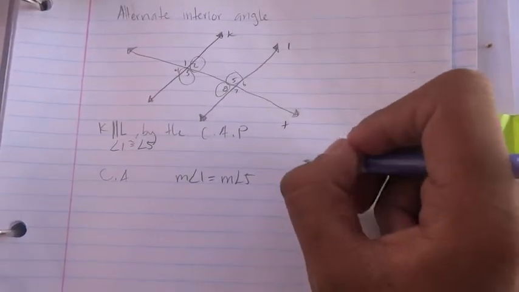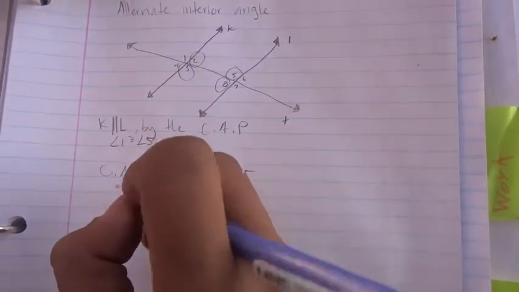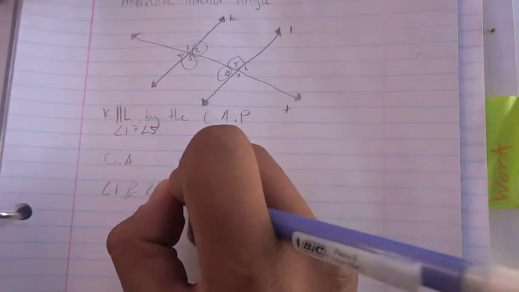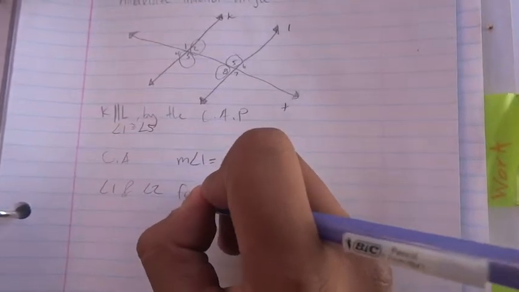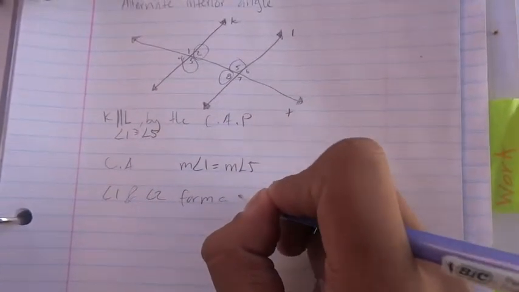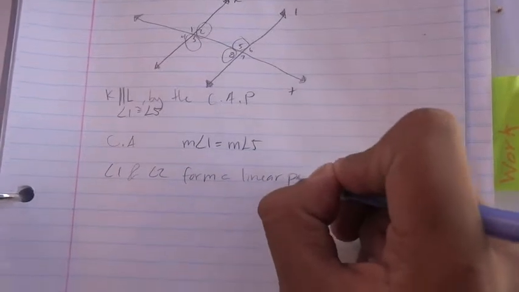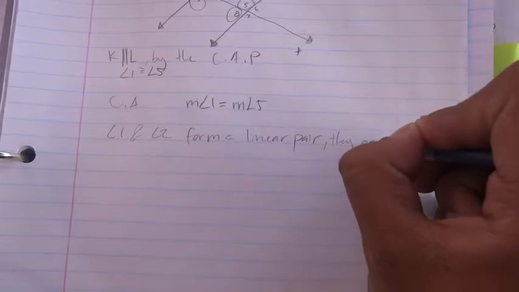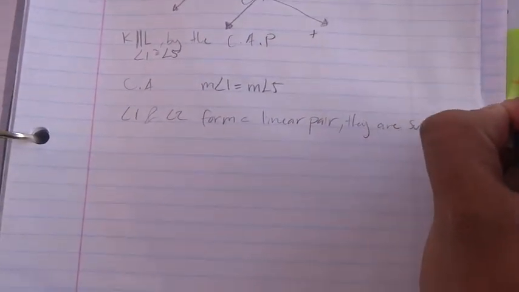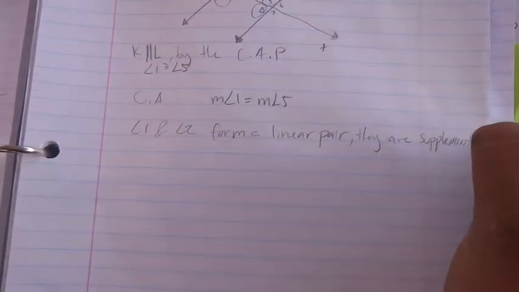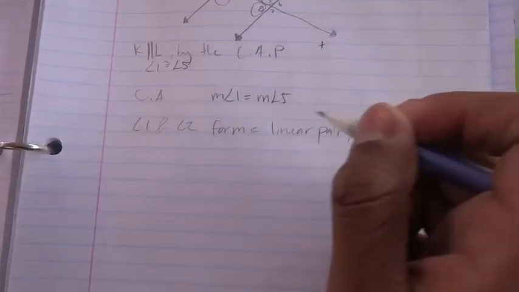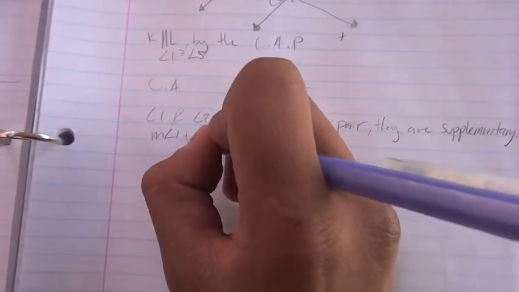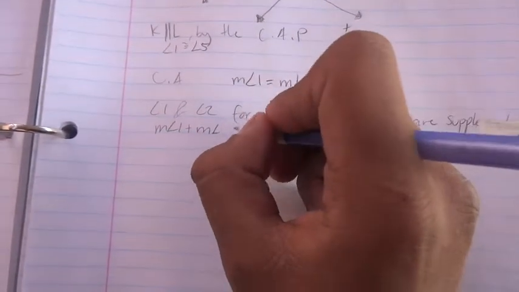And since angle 1 and angle 2 form a linear pair, they are supplementary. So m angle 1 plus m angle 2 will equal 180.